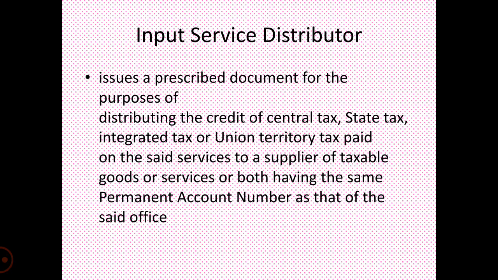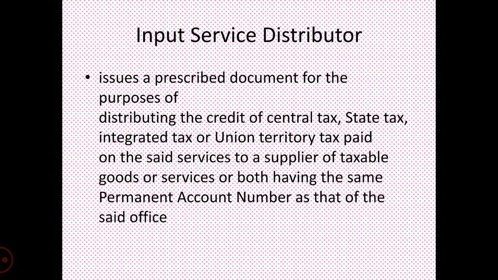The input service distributor shall distribute the credit of the central tax as central tax or integrated tax, by way of issue of a document containing the amount of the input tax credit being distributed in such manner as is prescribed. A few conditions relating to distribution are, namely, the credit can be distributed to the recipients of credit against a document containing such details as prescribed.